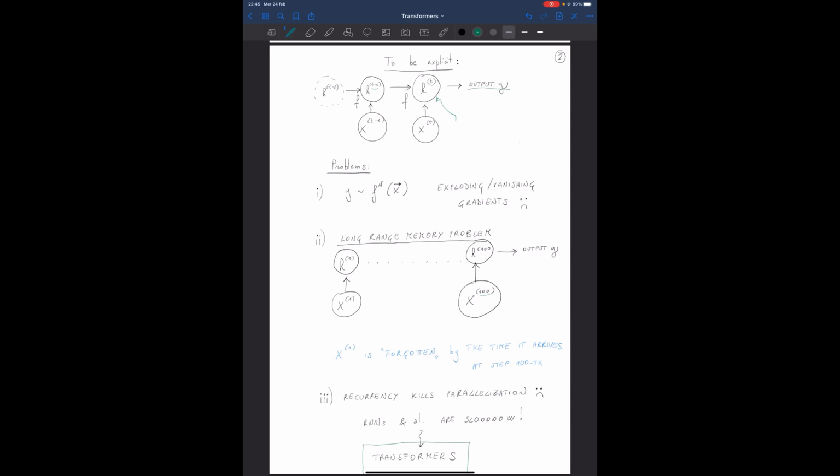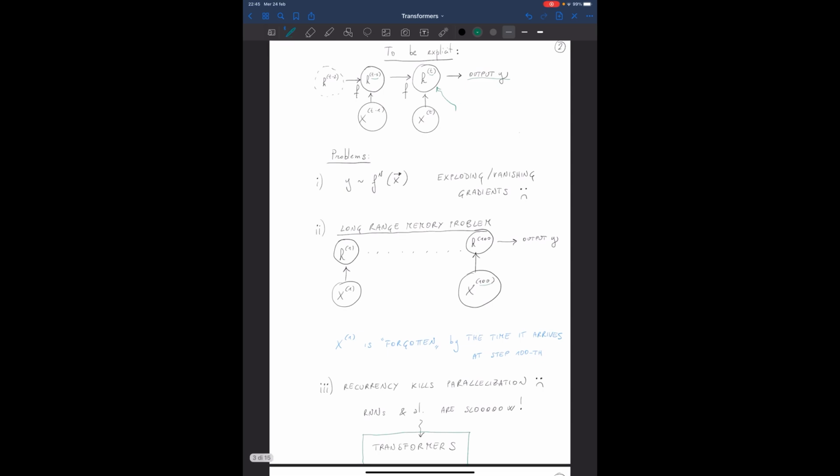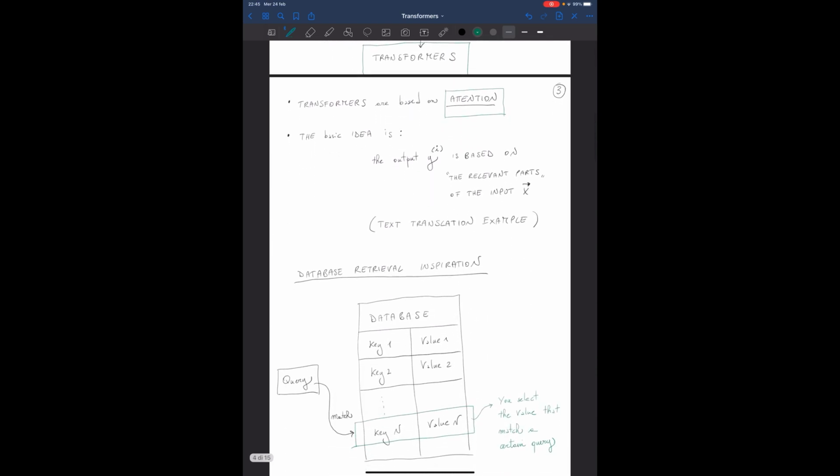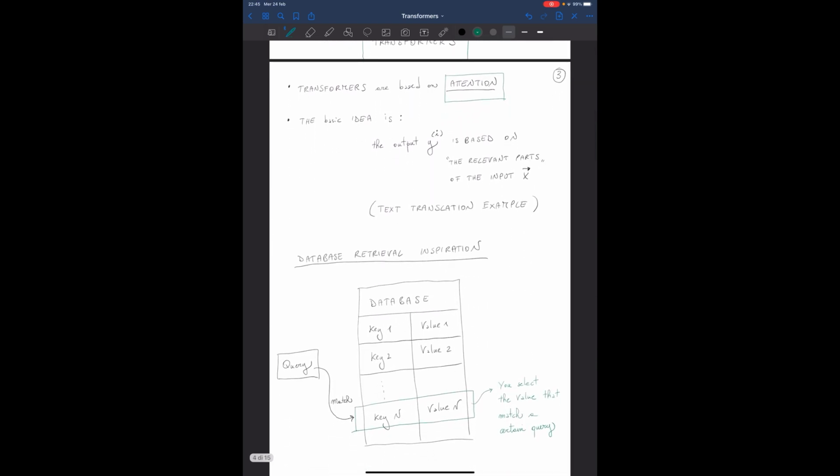And that's what we are talking about here today. So transformers are based on attention, and the basic idea is that the output y of i, let's call it like this, is based on the relevant parts of the input vector x.